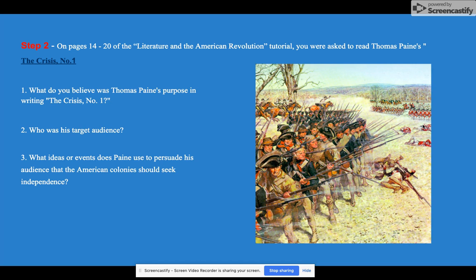The American Crisis takes place on pages 14 through 20 in the tutorial. There's a lot of great information about these documents that Thomas Paine wrote, which were very influential to the Declaration of Independence. In the discussion, you're going to address these 3 questions. The first question being, what was the purpose of this document? Who was the target audience? And then what ideas or events does he use to persuade his audience? That's where you're going to want to utilize an example from the text, either a paraphrase or a direct quote.